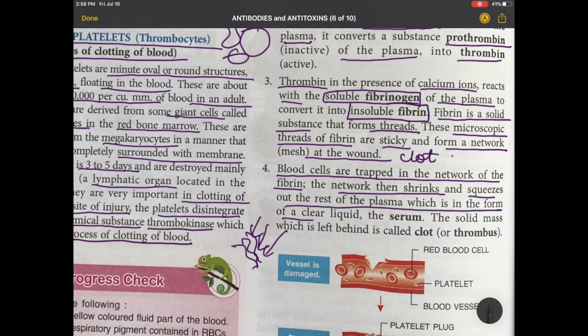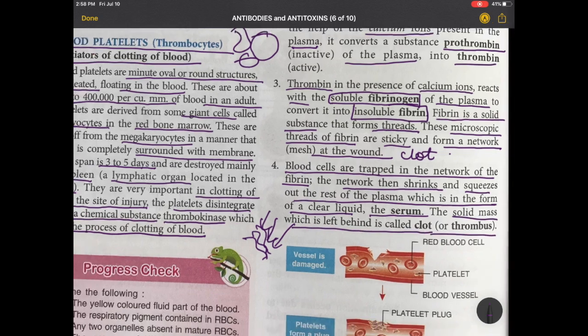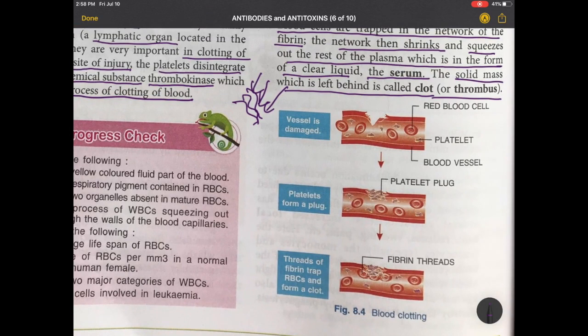which is in the form of a clear liquid. That is the serum. That is the liquid part of blood will come out, and it will move out from the clot as a clear liquid. The clear liquid is known as the serum, and the solid mass which is left behind is called a clot or a thrombus, okay.